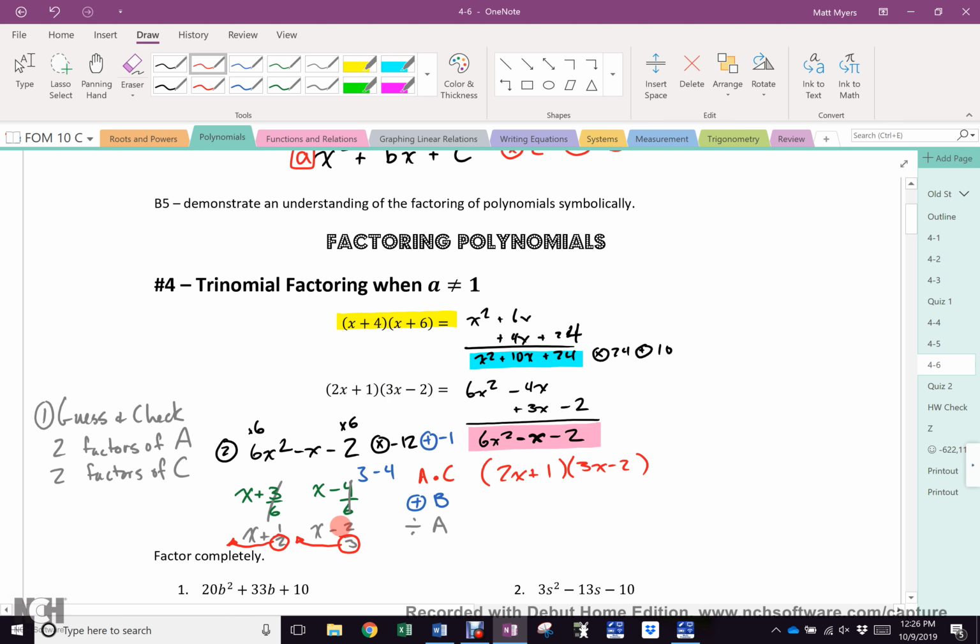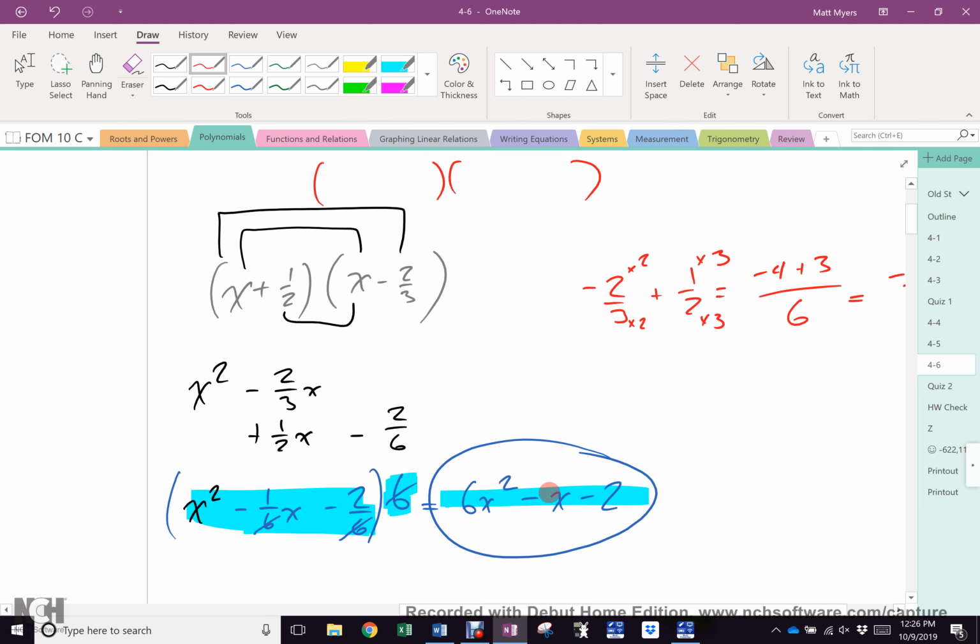Most kids say to me, why? Why do you move the denominators? Well, because if you actually did all the math, you see that it works out. But I'm trying to save you some time. Everybody cool? Now, we're going to do like 20 of these, so you can chill if you don't quite get it.